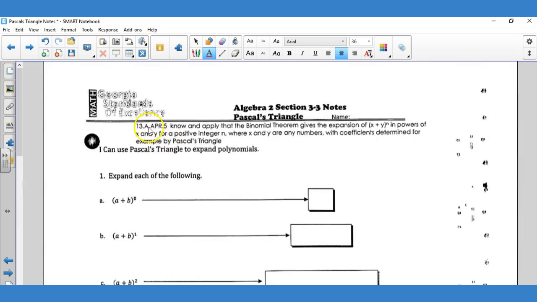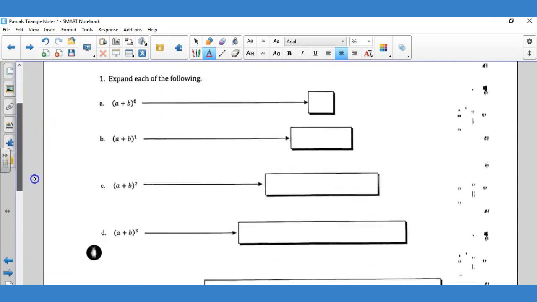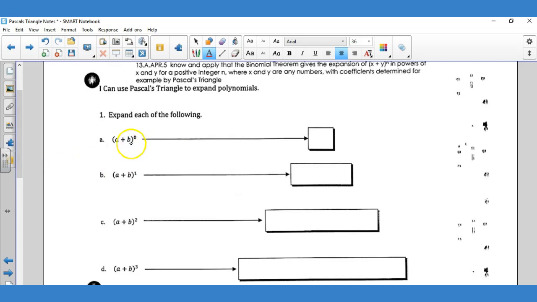All right, guys. Here's our standard right here. Know and apply that the binomial theorem gives you an expansion of x plus y to the nth of powers of x and y for the positive integers n. We reviewed this part in class, where we talked about a plus b to the 0 was 1, and then a plus b squared was 1 and 1. And then it says expand the following, so we're just going to expand.